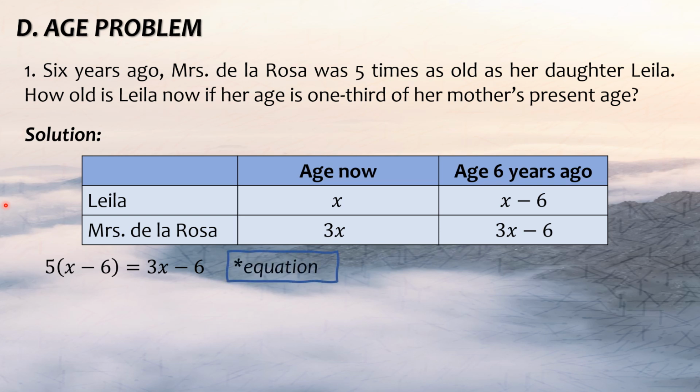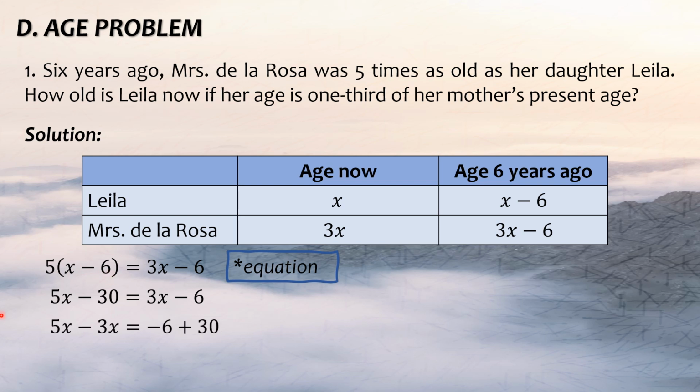Paano naging ganito yung ating equation? Sabi dyan, Mrs. De La Rosa was 5 times as old as her daughter Leila 6 years ago. So, ang edad daw ni Mrs. De La Rosa ay 5 beses na mas mataas sa edad ni Leila 6 years ago. So, ang gagamitin natin ay yung 6 years ago ni Mrs. De La Rosa, which is 3x minus 6, sorry. And then, yung isa naman or yung kay Leila naman ay 5 times x minus 6. So, let us now simplify because 5 times x is 5x and 5 times negative 6 is negative 30.